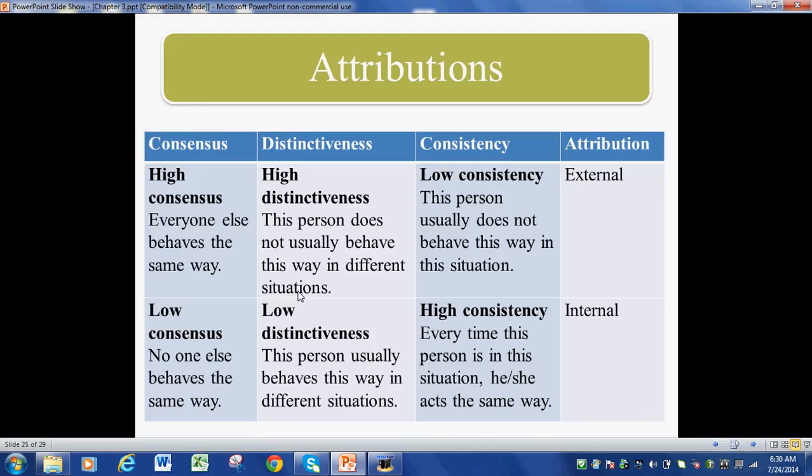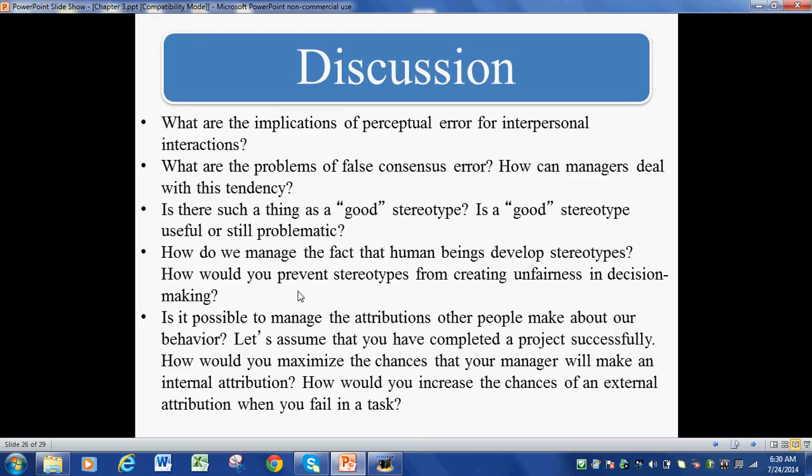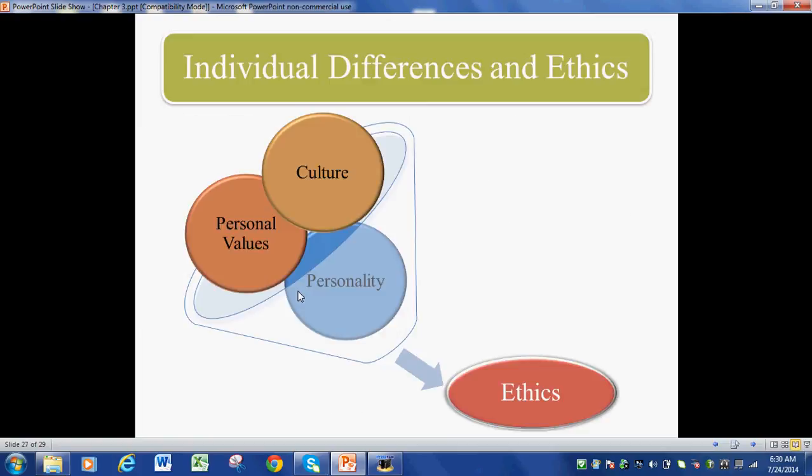So we're going to skip that slide, and you can check out the attributions on your own. I also want you to check out the discussion questions. They are very good questions to work on your own as well. And we'll just end off by looking at these individual differences in ethics. So culture, personal values, and your personality all lead into your ethics, and ethics also lead into how you do things ethically or not ethically in the workplace, right?